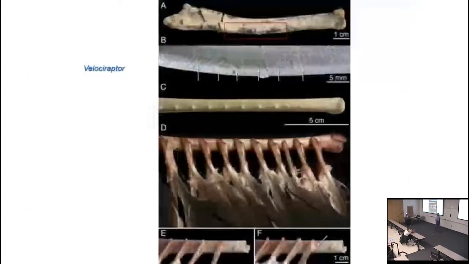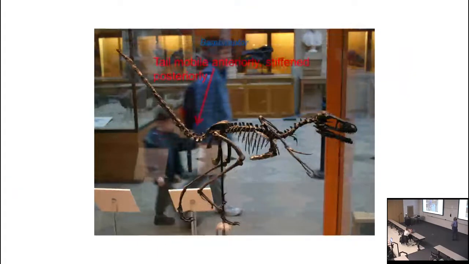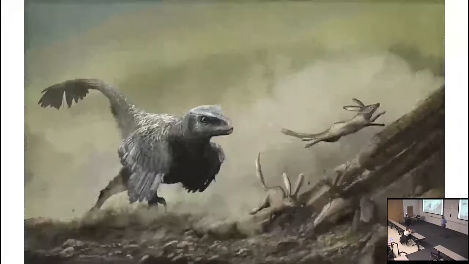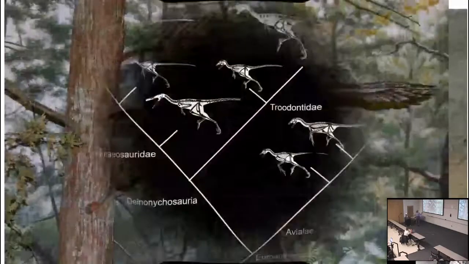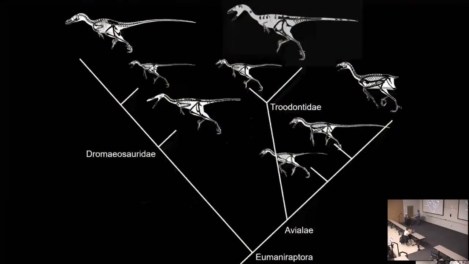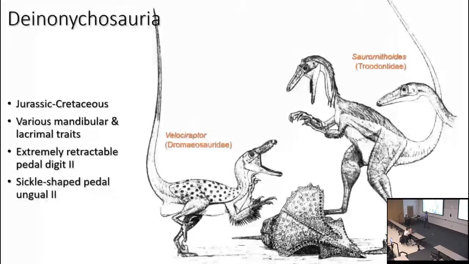We've covered these slides, so I'm skipping on ahead. Just a brief reminder of Eumaniraptoran traits, and the fact that the relationships among Eumaniraptora remain confused. So, Deinonychosauria. Deinonychosaurs, the Deinonychus clade. It's a group from the Jurassic to the Cretaceous. They're recognized by various mandibular and lacrimal traits that we're not going to cover here. So distinctive features of the mandible and the lacrimal.